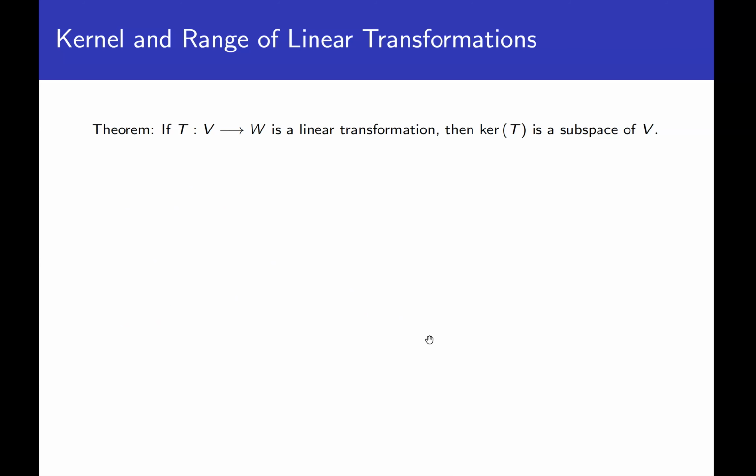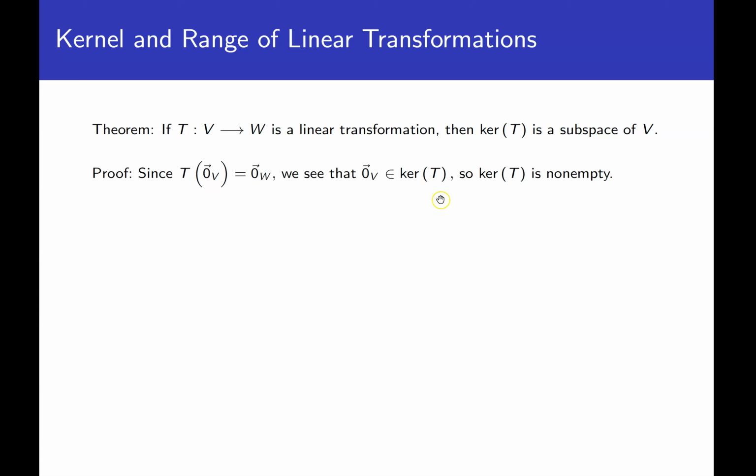All right, so let's talk about a particular property for the kernel. We're going to do more properties of the kernel and the range later on, but in particular the kernel. One of the properties for the kernel is that it's always a subspace of the domain space V. So let's go through our subspace check. We did this back in chapter 5.